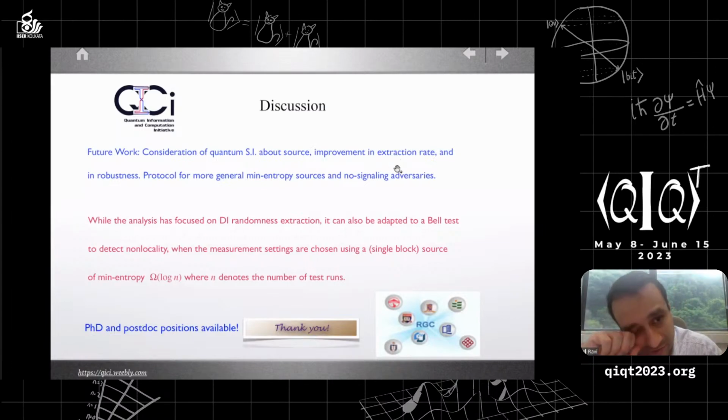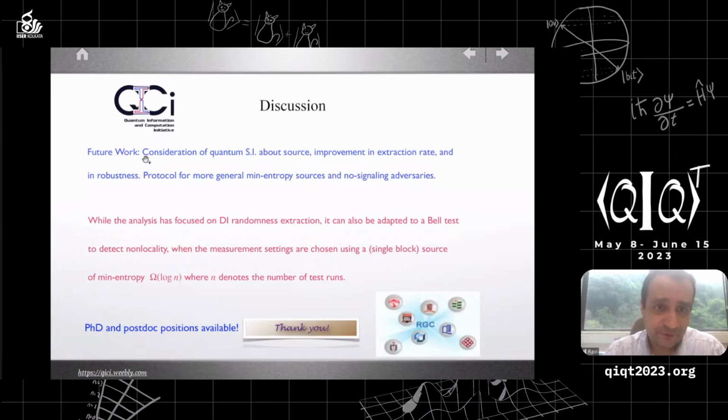Improvement in the extraction rates to compare with more classical random number generators. Of course, device-independent protocols do not have a very high extraction rate compared to classical processes. So that's a huge area to work on, improving the extraction rate and robustness of the protocol.